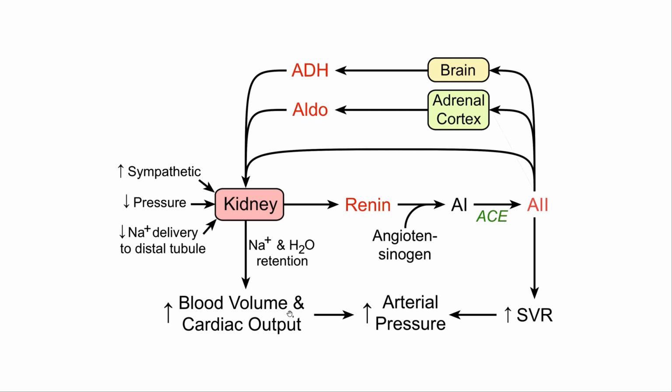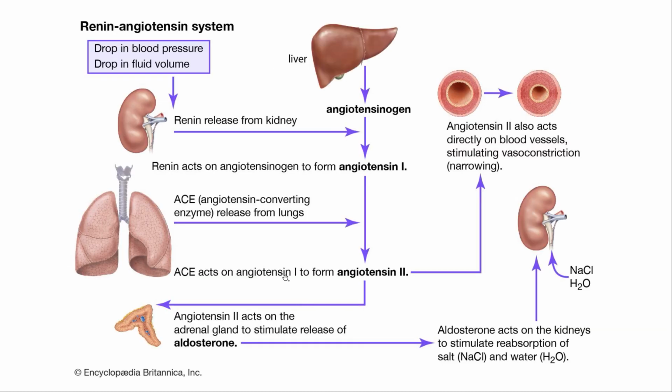So those things together will both increase your blood volume, which will increase your stroke volume, and increase your peripheral resistance. So you've got an increase in cardiac output and peripheral resistance, which together will increase your mean arterial pressure. And here's just an anatomical diagram to show you where all these things are coming from.